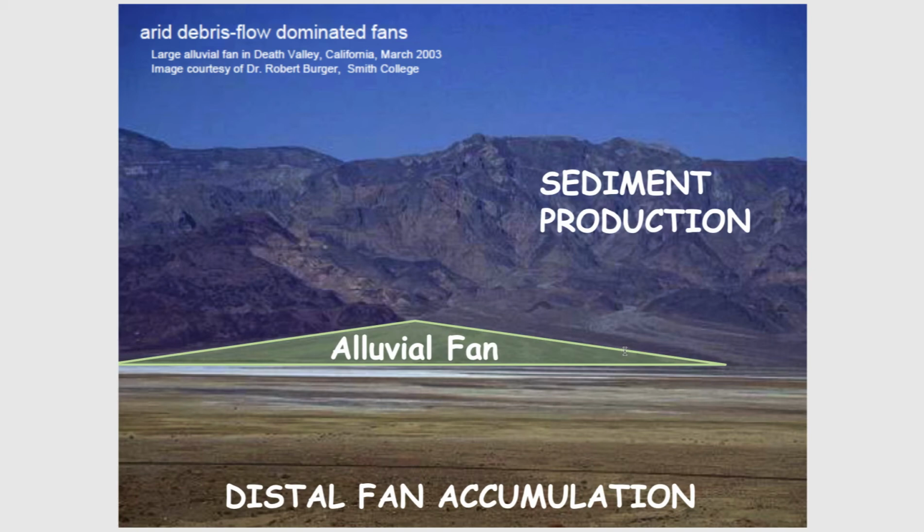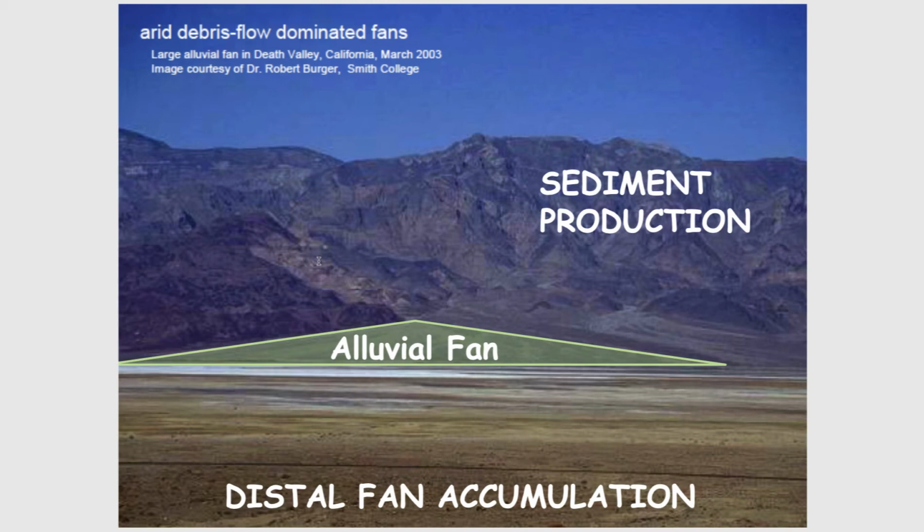So many times the shape is an apron shape, so it's a triangular fan basically, which usually is thicker at the top and has very coarse material in the beginning, and then it fines out laterally because of the gradual change in flow velocity.